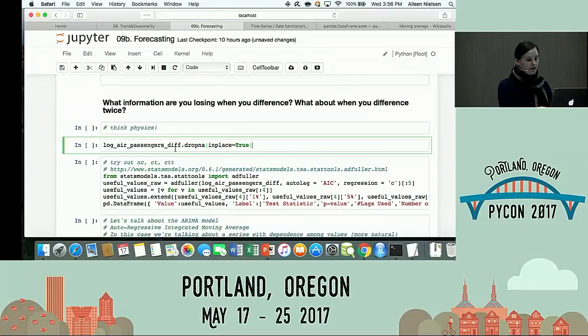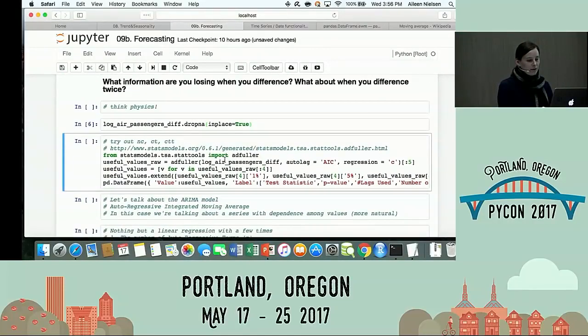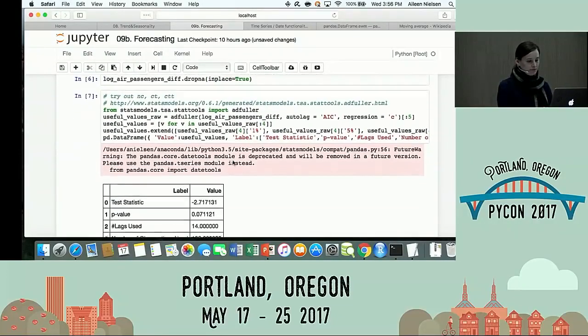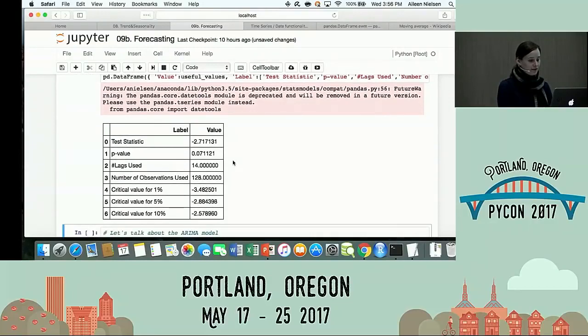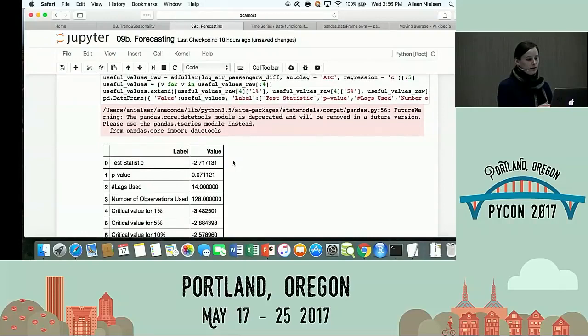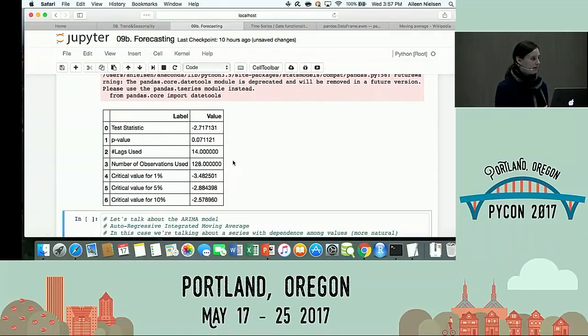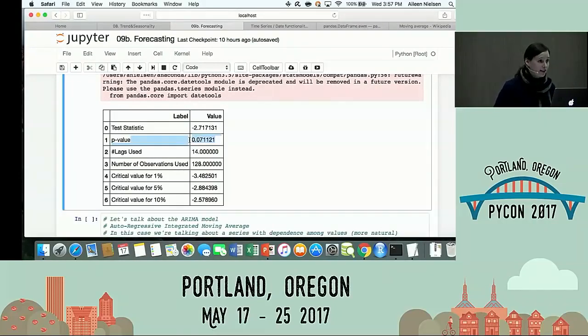Okay. We're going to just drop our NA. And we are going to run our Augmented Dickey-Fuller test. This is the Dickey-Fuller test we talked about for stationarity. We want to make sure that we have a stationary value. And what do you think? So our critical value for 1% certainty is minus 3.4, for 5% minus 2.8. I'm actually only at 0.07, so I can't reject the hypothesis that this is not stationary.